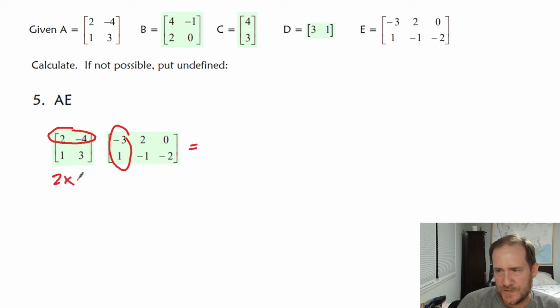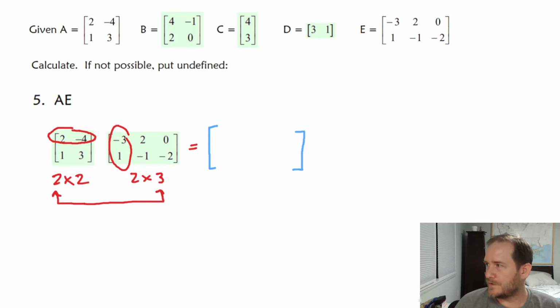Well, if this is 2 by 2 and this is 2 by 3, then again, the inner dimensions matching, that's great, but it's the outer dimensions that tell us that when we're done multiplying here, we're going to get a matrix that is 2 by 3, which means we're expecting an entry here, here, here, here, here, and here. Right? Great. Let's do it.